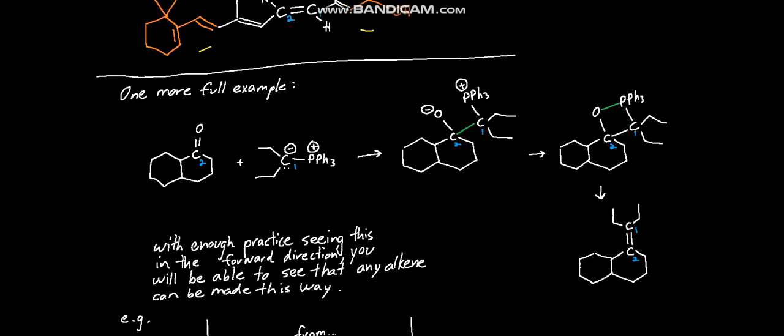Okay, so I'll just go through one more full example. Here's a ketone. Here's our ylide. Bond forming. Pushes those electrons up there. These electrons are implied, right? You don't have to keep drawing them if you know they're there. Synthetic chemists know what this means without the little dots every time, right?